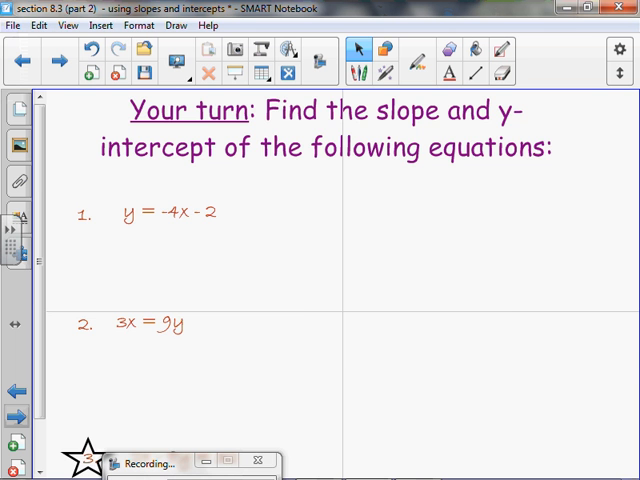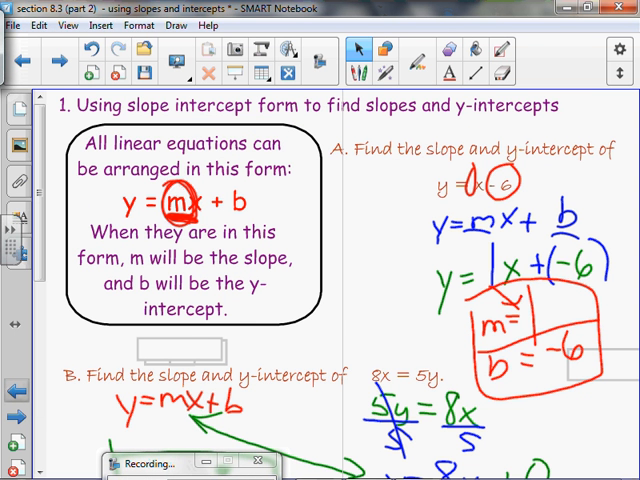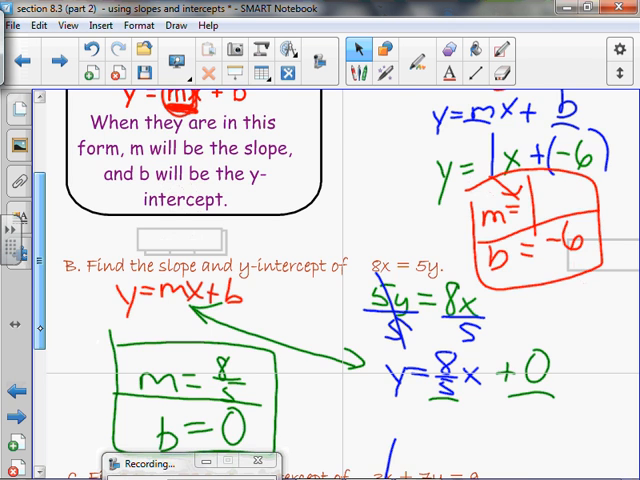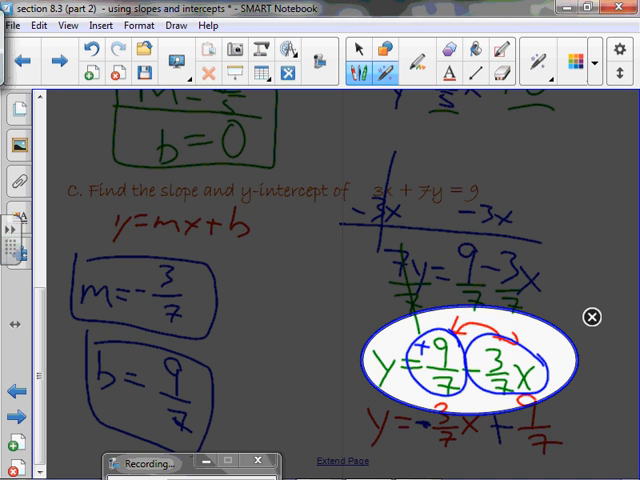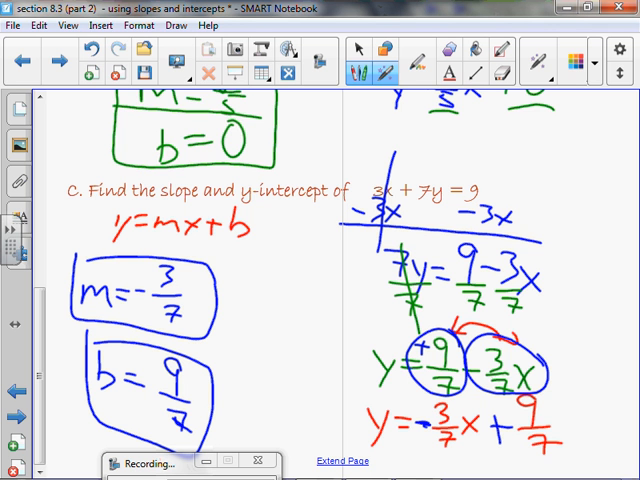Always the m. And that's actually a good question Malika brought up. The fraction with the number with the x is always my m. So even over here, where I had this not in y equals mx plus b form, if I thought about it, I could say I already know that what's right in front of my x will be my slope. So I could just say my slope is negative 3 sevenths, and the other number has to be my y-intercept, so 9 over 7. You don't have to flip it around if you're really clever. Okay?